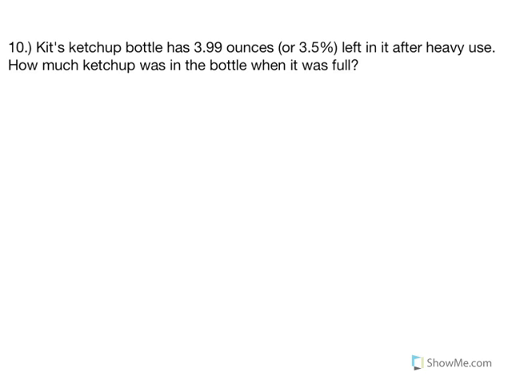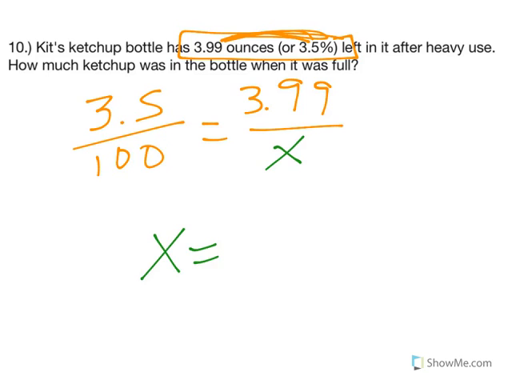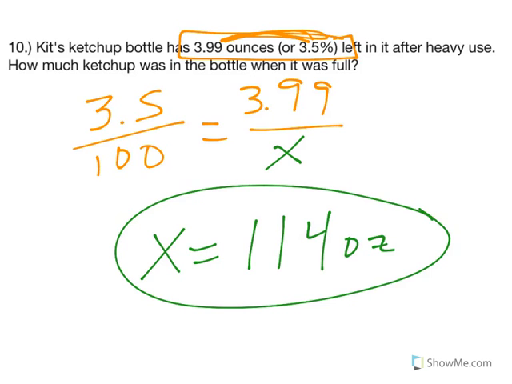Number 10. Kit's ketchup bottle has 3.99 ounces, or 3.5%. Notice that these two things are linked together. So when I have my 3.5%, I know percent's over 100. Because these two are linked, I know that 3.99 has to go in the same basic spot as the 3.5. Now when I read the rest of it, it says how much ketchup was in the bottle when it was full. So I want to know the total, so that also makes sense. So when you work this out, you end up with 114 ounces of ketchup when that bottle was full.